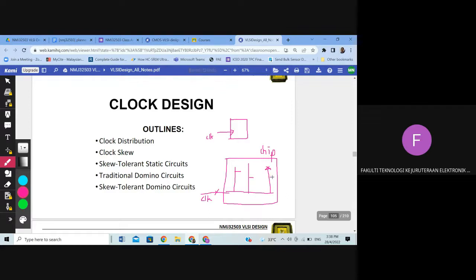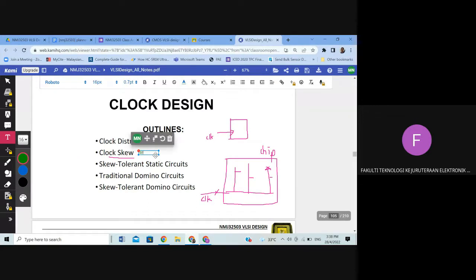There must be a delay because we have to transmit the clock through wires. Wire has resistance itself, and that's why we have what we call clock skew, a difference in clock arrival time. So clock skew is actually best defined as the difference in the clock arrival time.